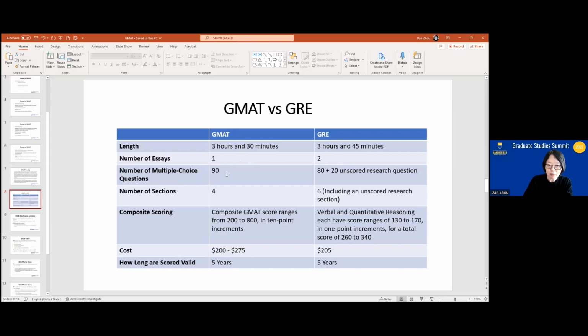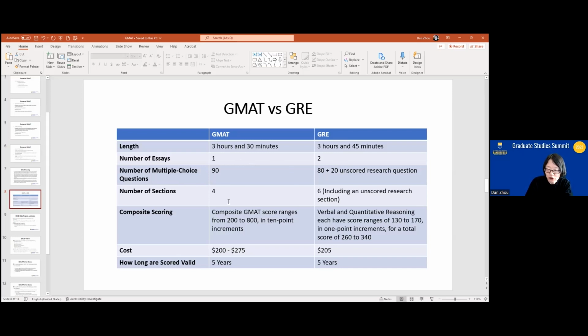And there's the number of multiple choice questions. For GMAT, there are a total of 90 multiple choice questions. However, for the GRE, there are a total of 100, of which 80 are scored questions and 20 are unscored questions.